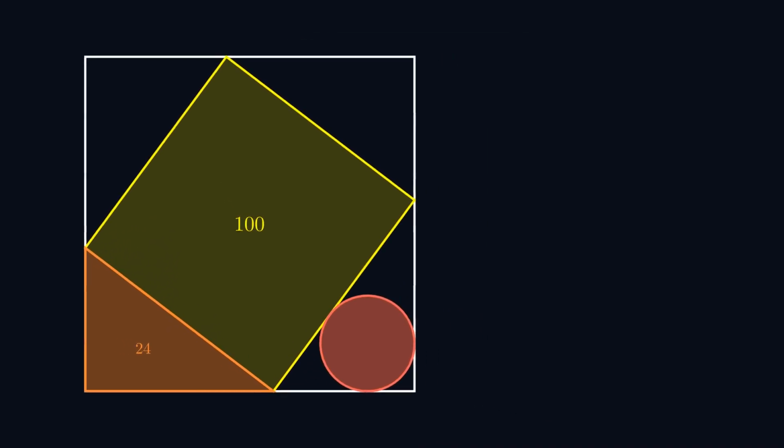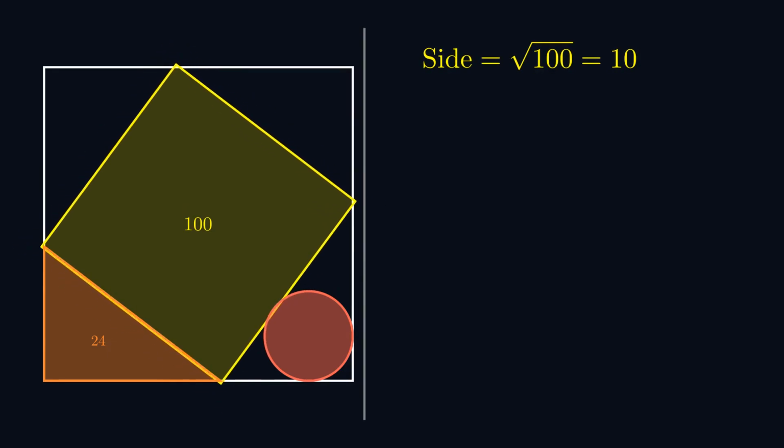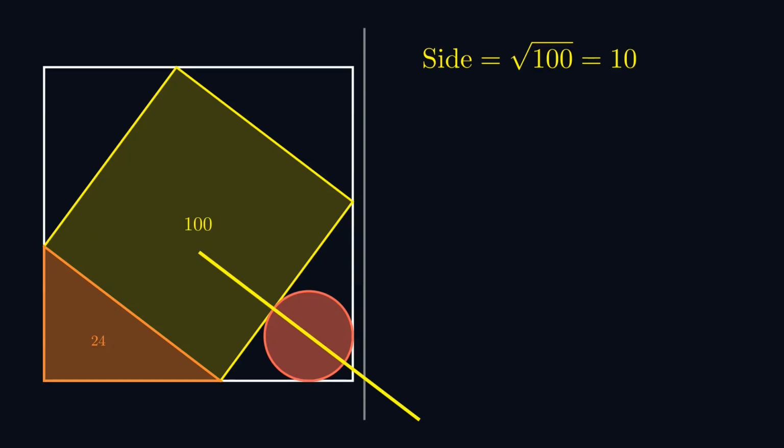To solve this, let's move the shapes to the left side to make room for our math. Step 1. The yellow square area is 100. So, its side length is the square root of 100, which is 10. This side of 10 is the hypotenuse of our triangle. Let's call the legs A and B.